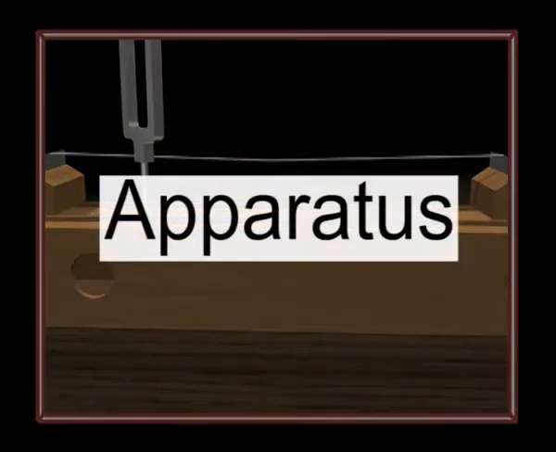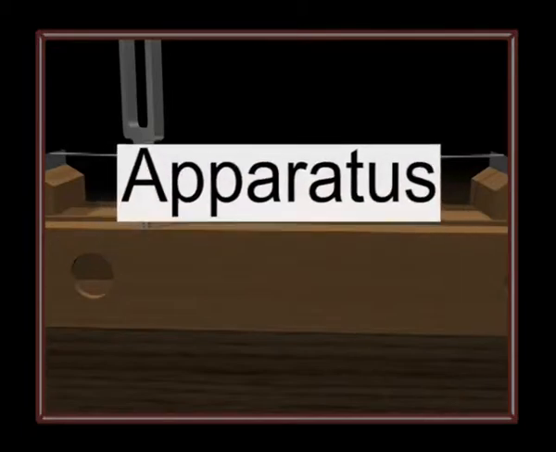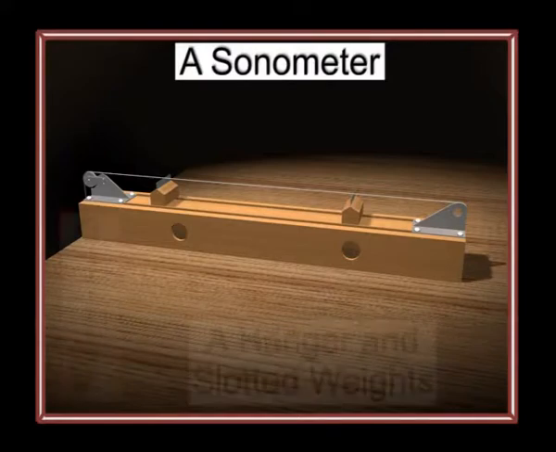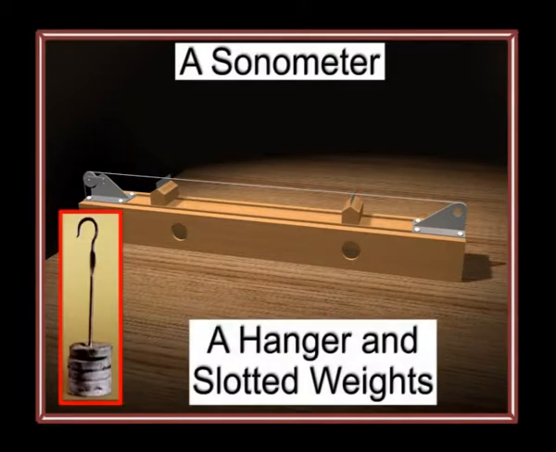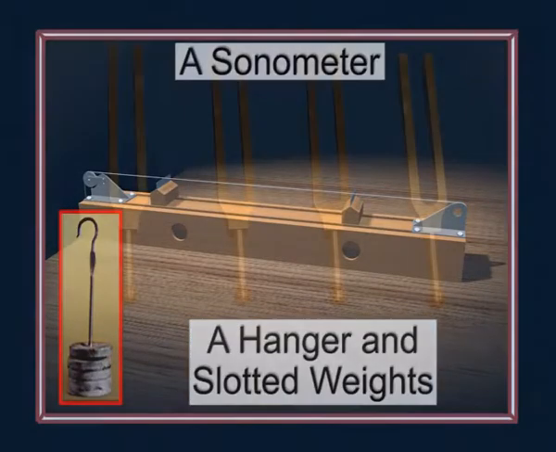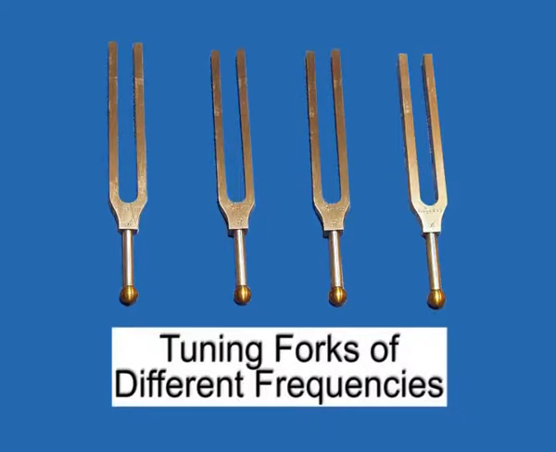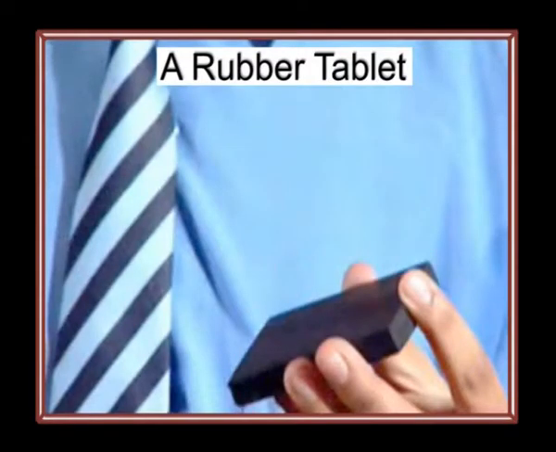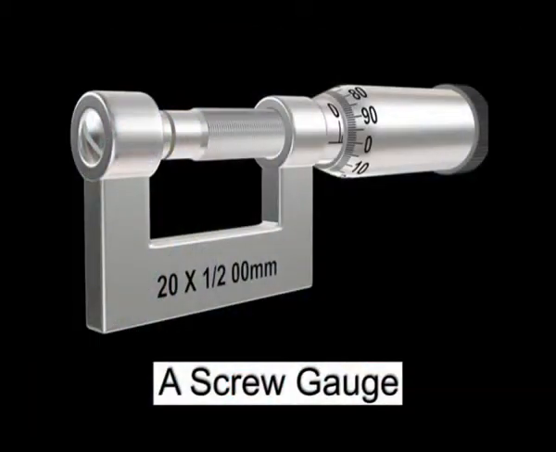Apparatus काफी कुछ फर्स्ट एक्सपेरिमेंट वाला ही है। आओ देखिए। A sonometer along with a hanger and slotted weights, tuning forks of different frequencies, a half-meter rod, a rubber tablet, and a screw gauge.